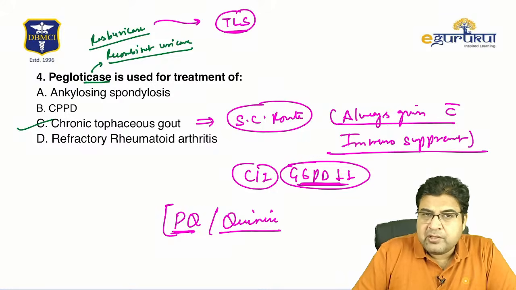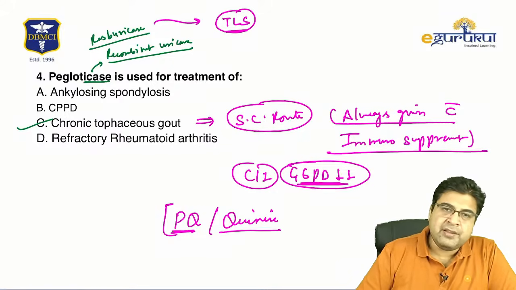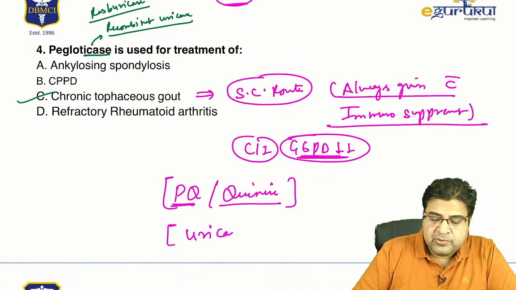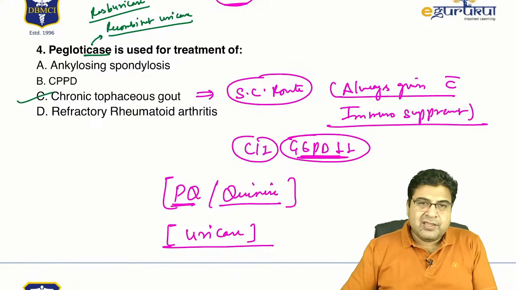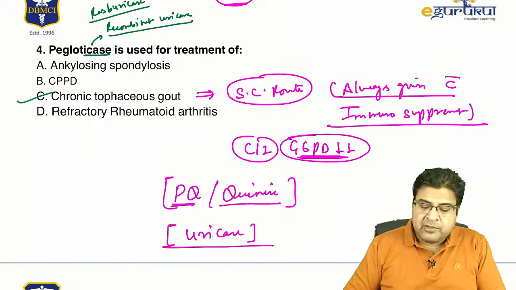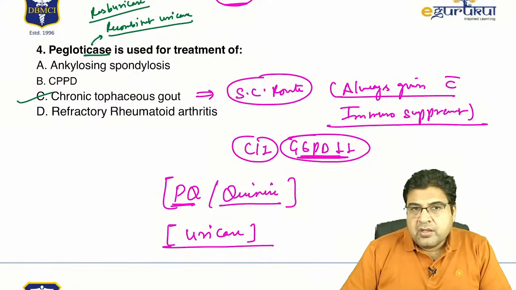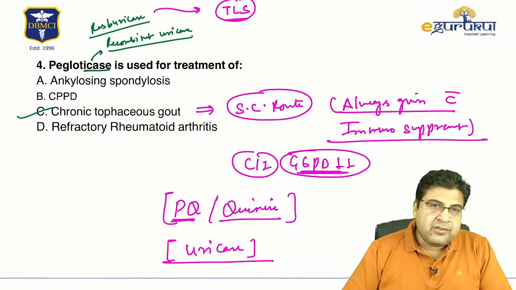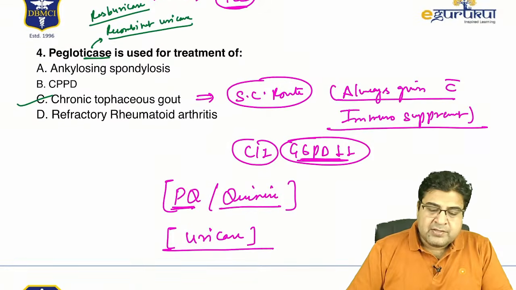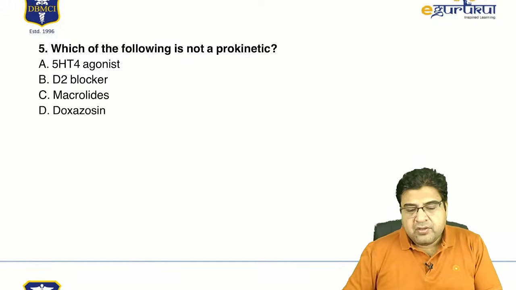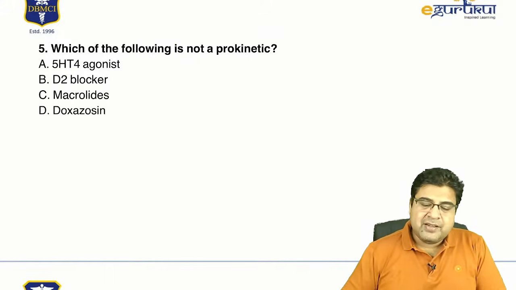So primaquine, quinine, these medicines are contraindicated in G6PD deficiency patients, plus the medicines which are artificial uricase. So artificial uricase and the antimalarials like primaquine, quinine are contraindicated in patients of G6PD deficiency. So question 4 answer is pegloticase. C is the answer.